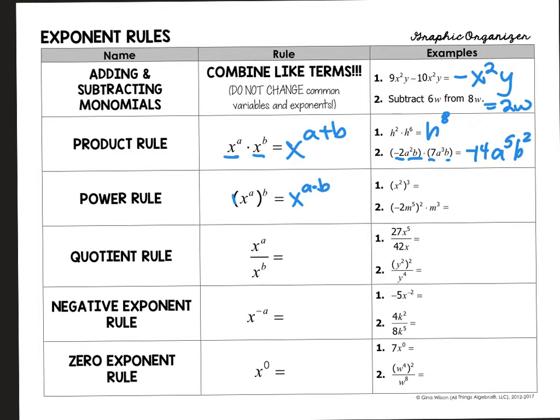So let's look at problem 1. Problem 1 says x squared to the third power. So here you're going to multiply 2 times 3 and you're going to get x to the sixth.